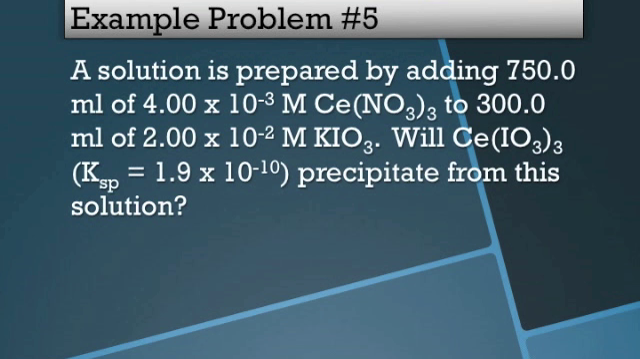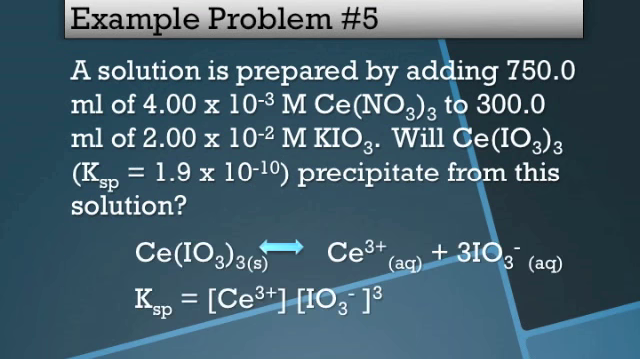Example problem number 5 is on page 753 in your book. A solution is prepared by adding 750 milliliters of 4 times 10 to the negative third molar cerium nitrate to 300 milliliters of 2 times 10 to the negative second molar potassium iodate. Will cerium iodate, with a KSP of 1.9 times 10 to the negative 10th, precipitate from this solution?